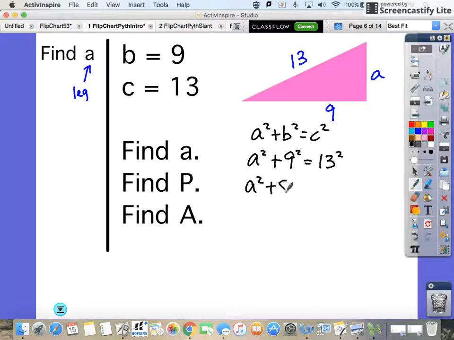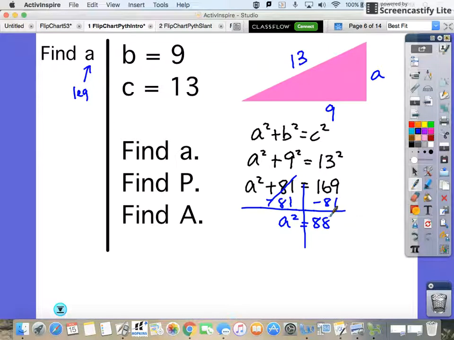So we have a squared plus 81 equals 169. We're going to subtract 81 from both sides. A squared is 88. And then we need to square root 88 to get a by itself. So a is 9.38.